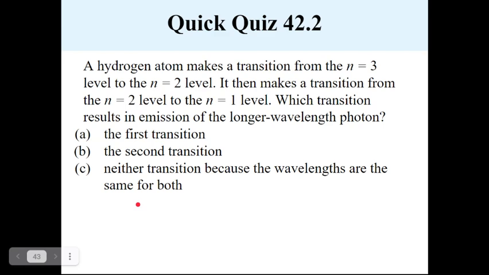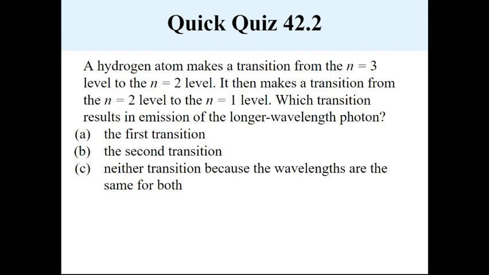And this question compares two transitions: the hydrogen atom transitioning from the n equals 3 level to the n equals 2 level, and comparing that to a transition from the n equals 2 level to the n equals 1 level. Which transition results in the emission of a longer wavelength photon? So the emission with the longest wavelength is the transition that has the smallest gap in energy. As you jump down a level, you will emit a photon with energy equal to the difference between the levels.